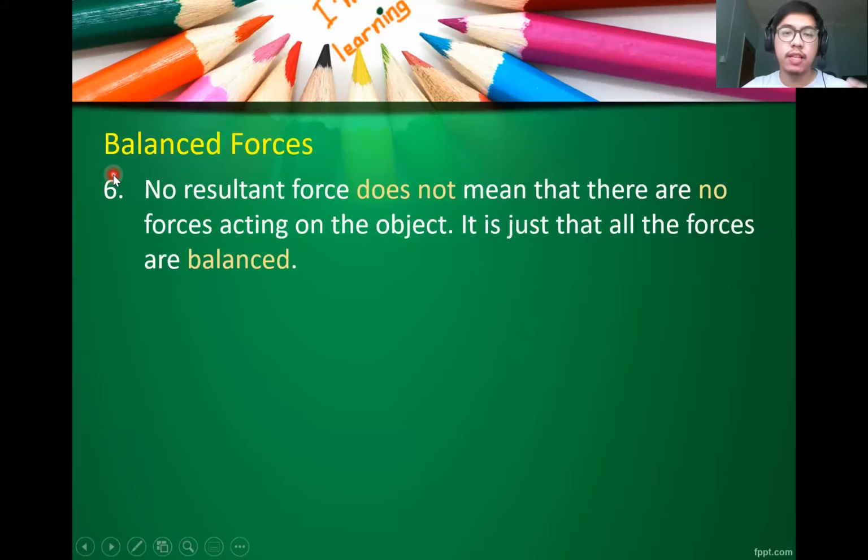Okay, so if an object is not moving, it doesn't mean it doesn't have force. It might have forces acting on it. It's just that the forces are balanced. That's why it doesn't move. Same thing when the object is moving at constant speed.